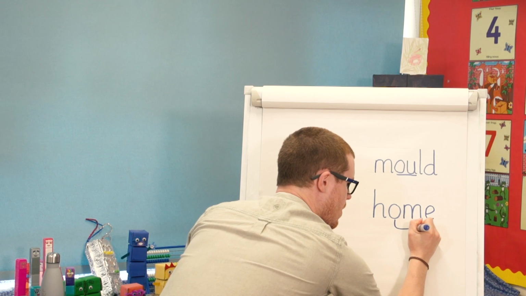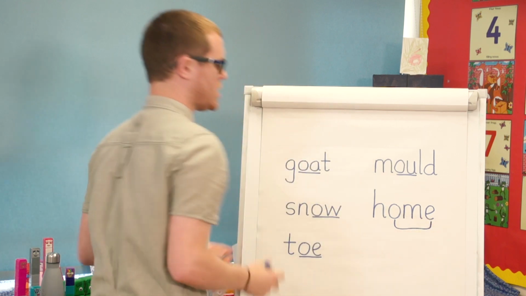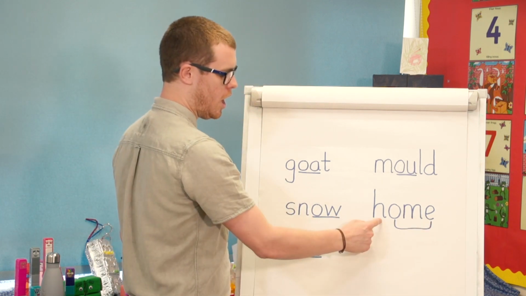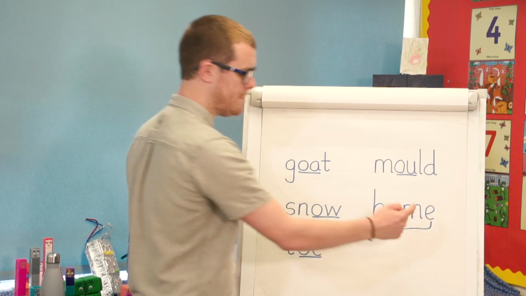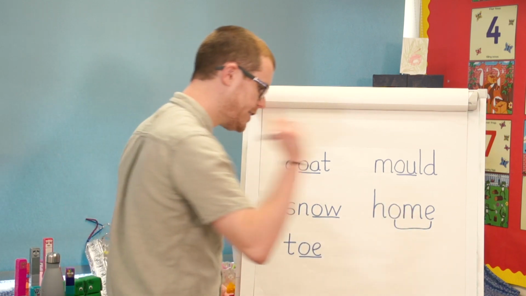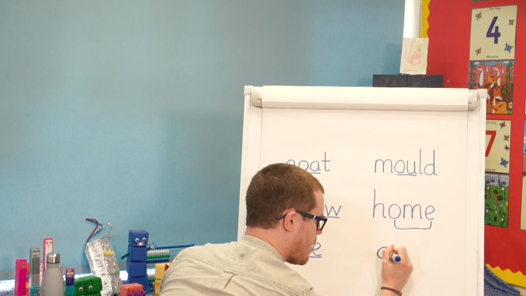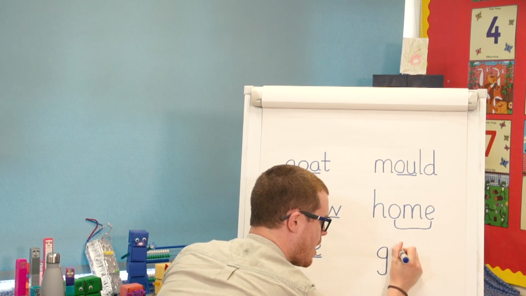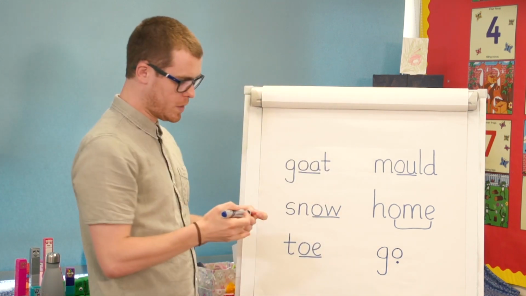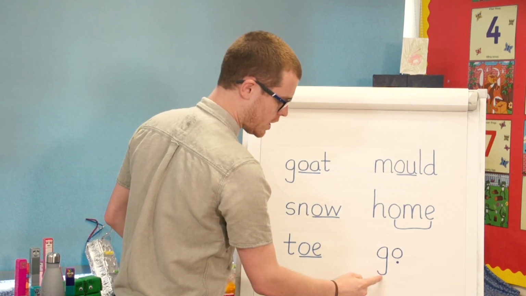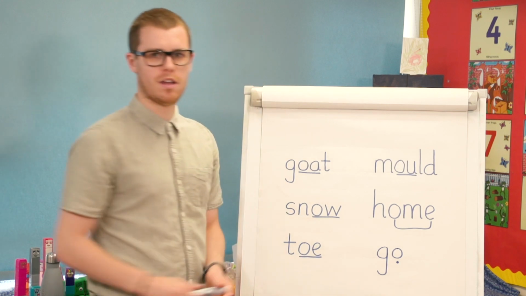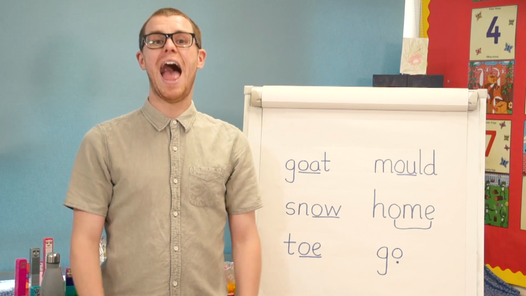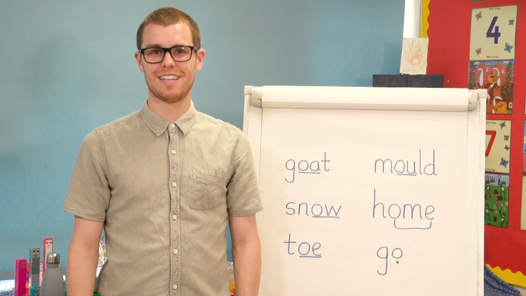Here we have a split vowel digraph. Home. H-O-M. And I know that we can write the sound O like this, just with a letter O. G-O. Go. So there are 6 different ways of writing the O sound. How many did you get? Good job.